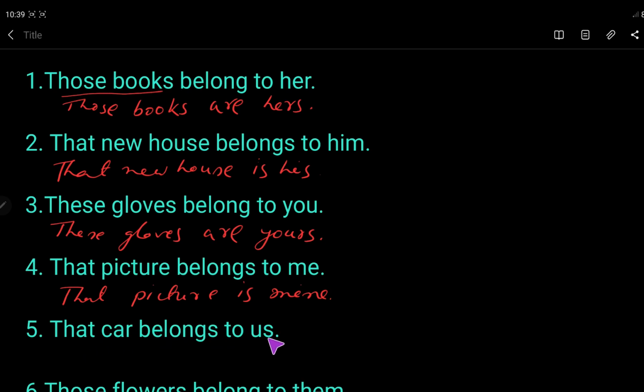That car belongs to us. That car is ours. So easy. So just see here, her its possessive pronoun hers, him its possessive pronoun his, you its possessive pronoun yours, me its possessive pronoun mine, us its possessive pronoun ours.